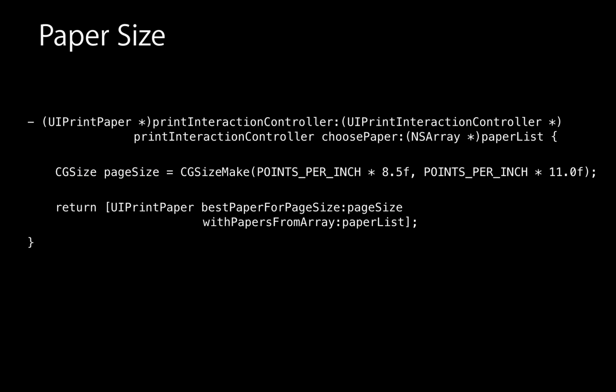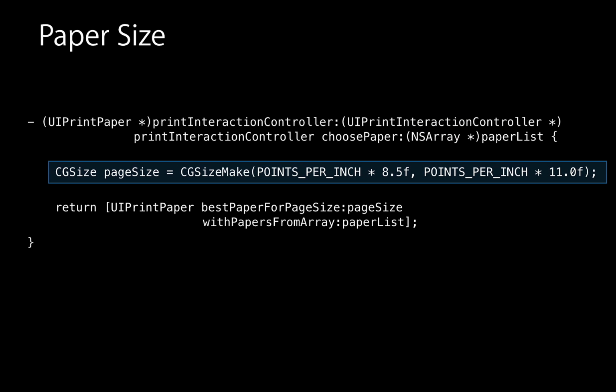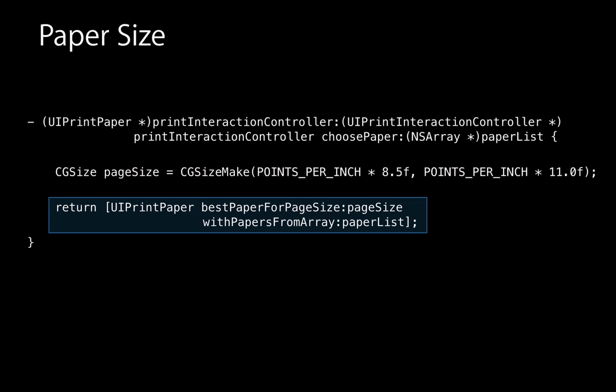So here's a quick example of our delegate method for choose paper. In this case, we're looking for 8.5 by 11 sheet of paper, so we'll just create a CGSize, page size. And then we'll use the UIPrintPaper bestPaperForPageSize:withPapersFromArray: method. So we've provided this method for you on UIPrintPaper because it's actually pretty complicated to match for a destination, for a target paper size from a list of papers. It's kind of complicated, and we've made it easy for you, so we just recommend that you just call this.